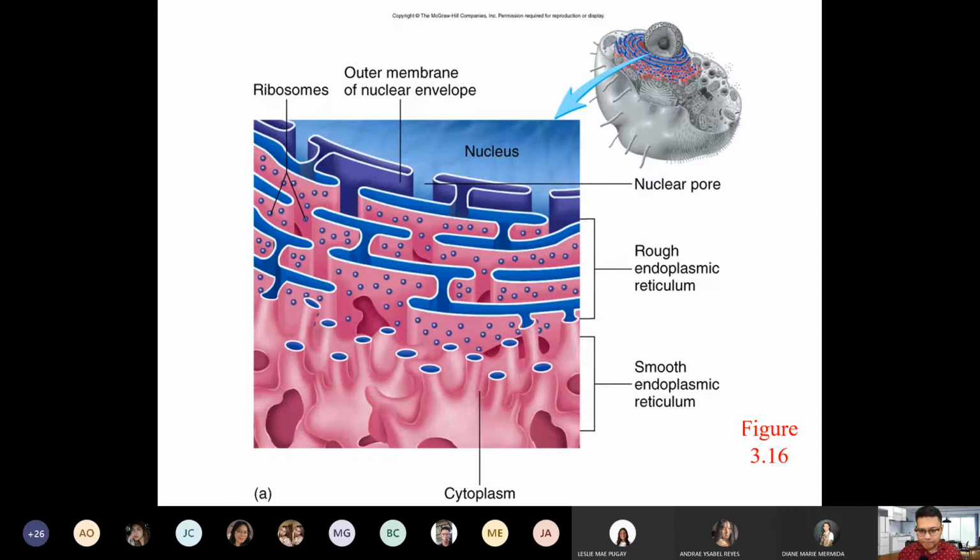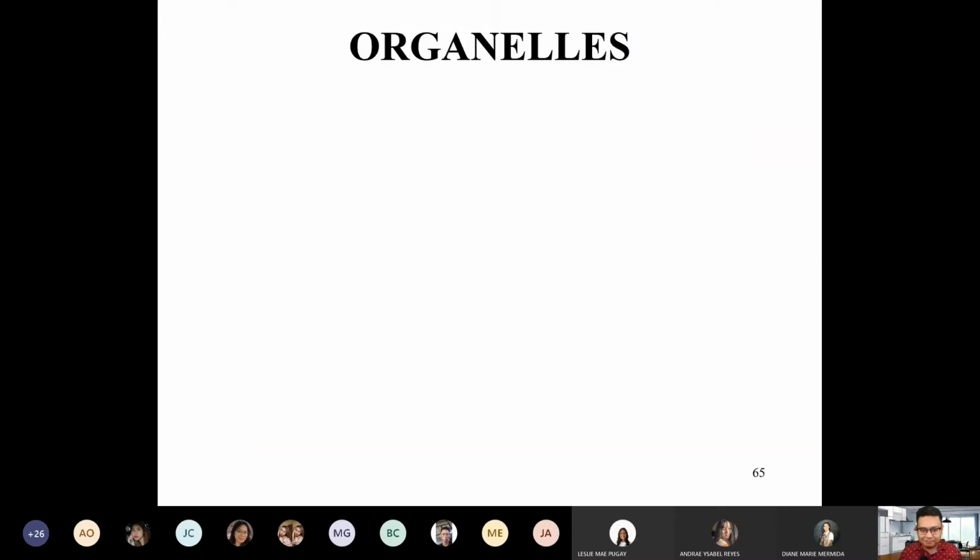Okay? So, kita nyo, another look at our endoplasmic reticulum. The rough endoplasmic reticulum is studded with ribosomes, while our smooth has no ribosomes. Okay? Paulit-ulit, pero malamang itatanong pa rin yan sa inyo.